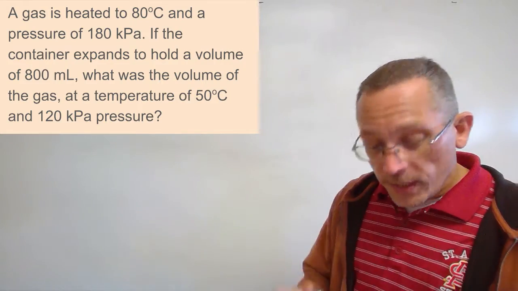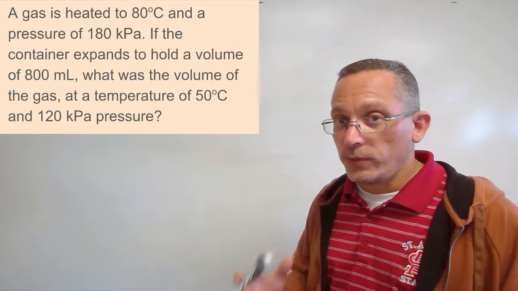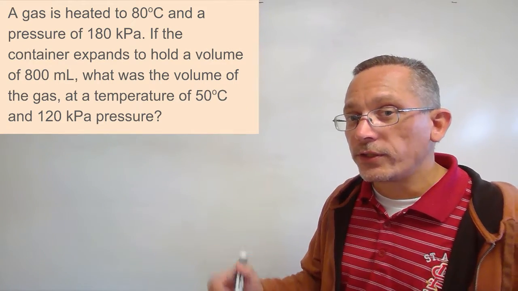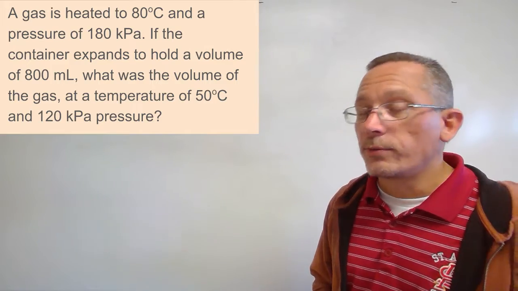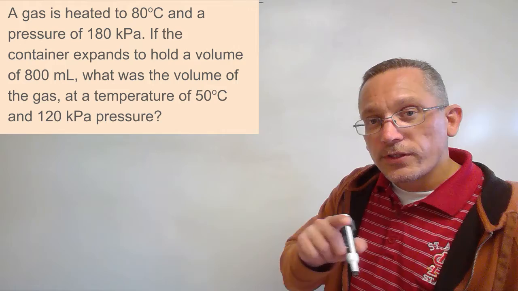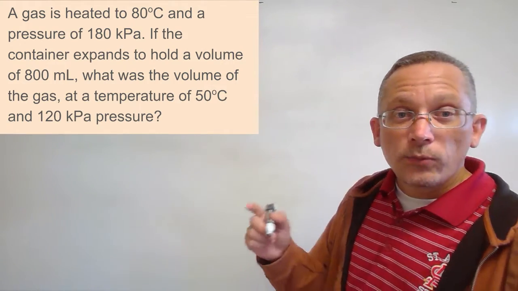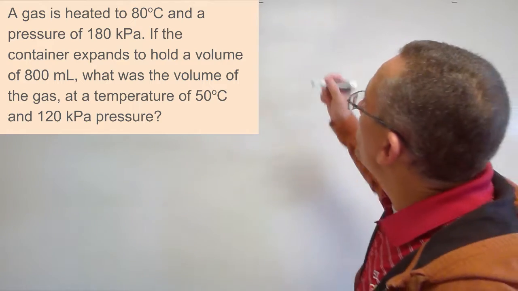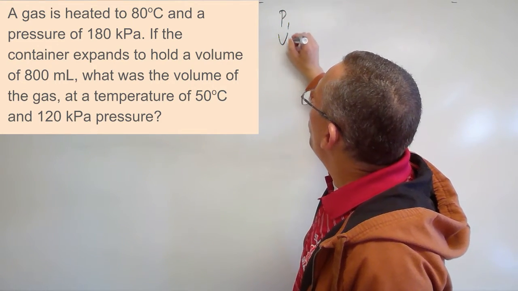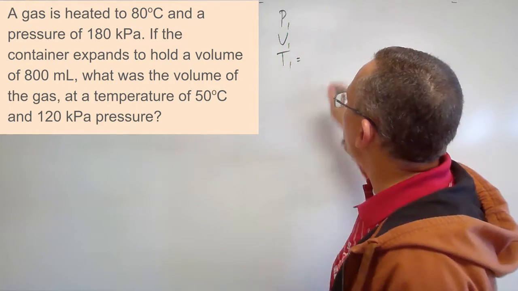Now in the Combined Gas Law, we have 6 variables we need to take care of. There are 2 pressures, 2 volumes, and 2 temperatures. The problem has probably told us 5 of them, and we're going to figure out the 6th one. The first number I see is a temperature, 80 degrees Celsius. That will be my temperature 1. So I'm going to need pressure 1, volume 1, and temperature 1. My temperature 1 is 80 degrees Celsius.